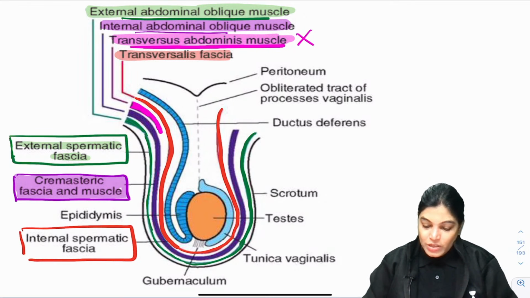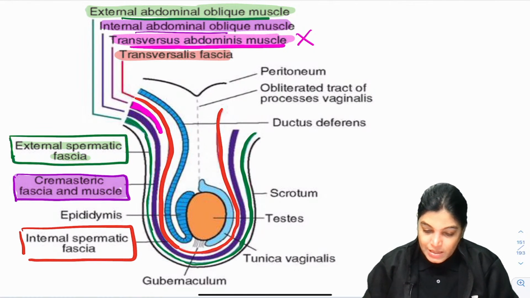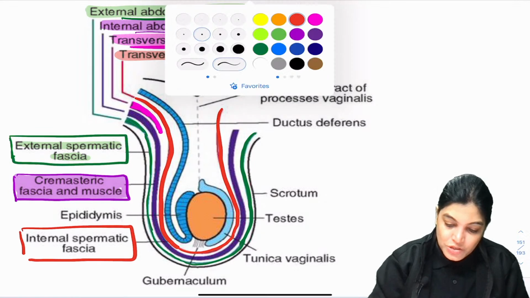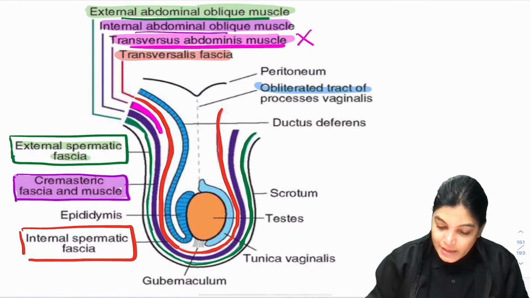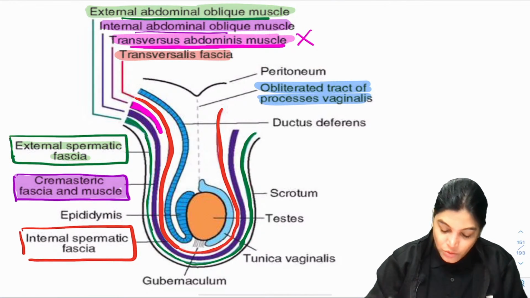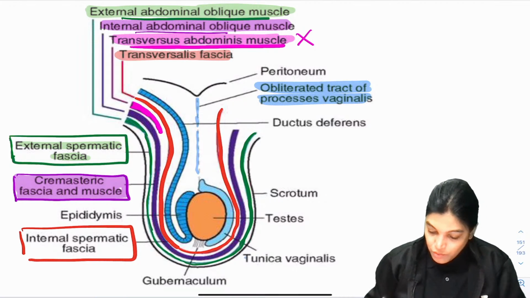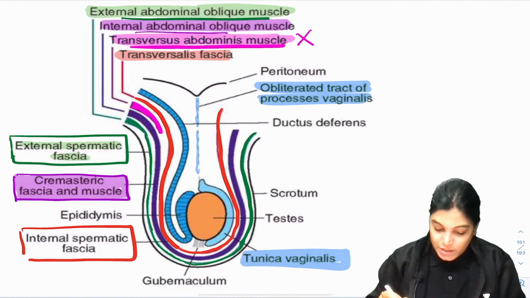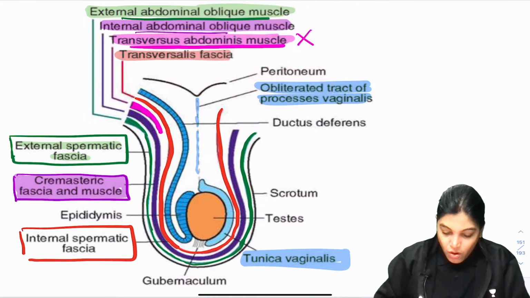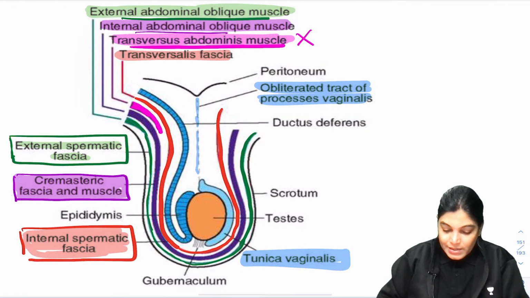Now, processus vaginalis. Okay, here you can see the processus vaginalis. Here you can also appreciate this is the obliterated tract of the processus vaginalis, and what I told you, processus vaginalis is continuing to form tunica vaginalis, which is also shown in this diagram. So all these extensions are clear in this diagram. This single diagram is letting you understand all the layers.